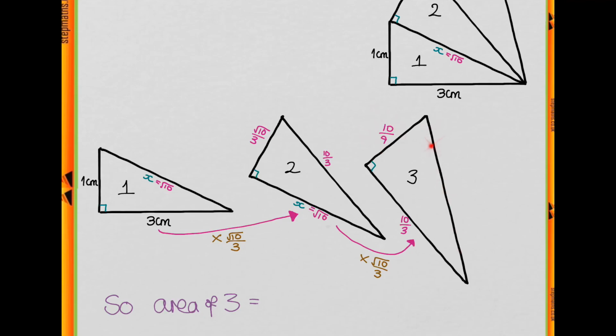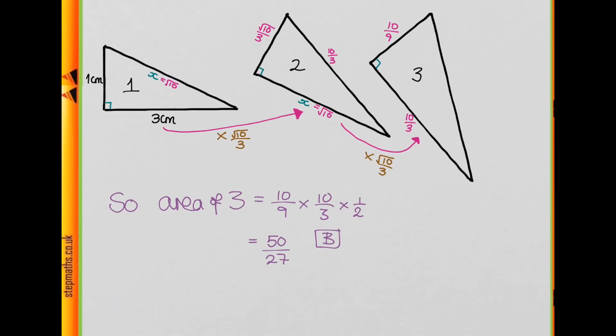We don't need to work out the hypotenuse because we want the area. And the area is base times height divided by 2. We know this is the vertical height because this is a right angle here. So we do base, which is 10 over 3, times height, 10 over 9, and divide it by 2. And when we do that, we get the answer of 50 over 27, and so our answer is B.